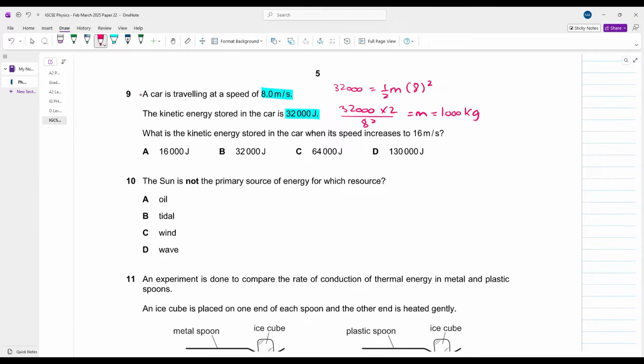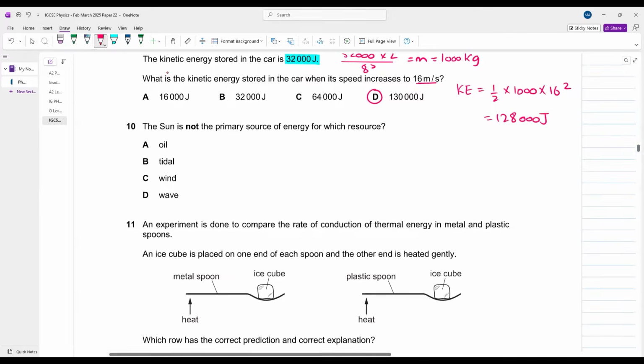Okay. Now you have to calculate the kinetic energy when the speed is 16. कैसे निकालेंगे बेटा? Kinetic energy is equals to half into m, that is 1000, into v का square, that is 16 square, divided by 2. This comes out to be 128,000 joules. Rounded off, this gives you a value of 1,30,000 joules. Perfect.